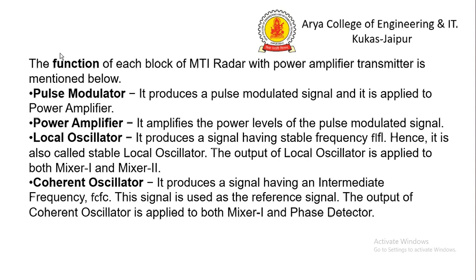It produces a signal having stable frequency, hence it is also called a stable local oscillator. The output of the local oscillator is applied to both mixer 1 and mixer 2. Coherent oscillator: it produces a signal having an intermediate frequency. This signal is used as the reference signal.